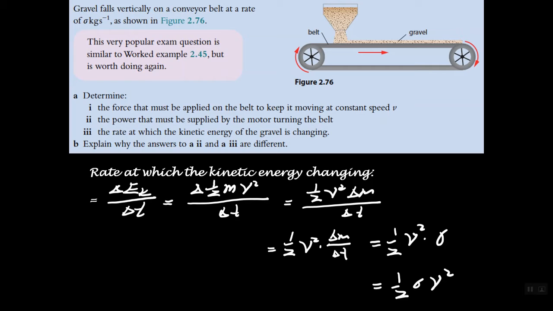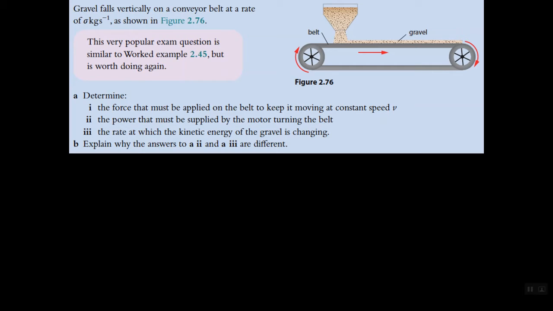B. Explain why the answers to A II and A III are different. From A II, power supplied by the motor equals sigma v squared. And the rate at which kinetic energy is changing is half of that. The rate of the increase in kinetic energy is less than the power supplied.